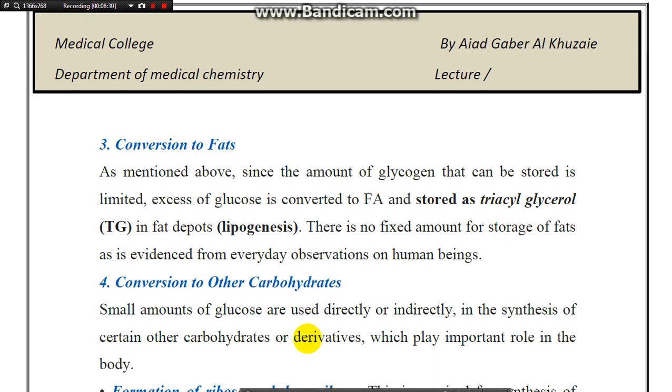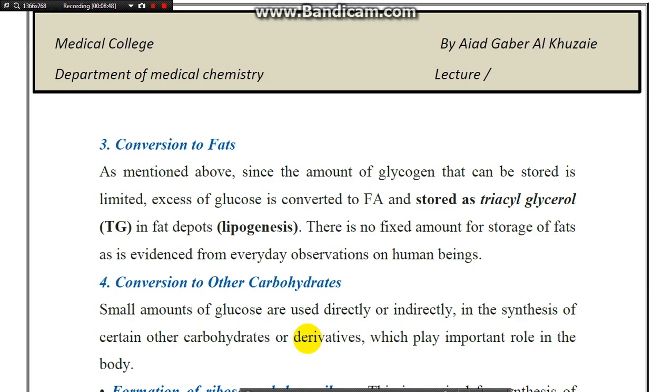وتسمى عملية السينثيسيس of the TG، عملية تخليق الTG، باللايبوجينيسيس، عملية تخليق الدهون. وهذه العملية كمية الدهون المحفوظة فيها غير ثابتة. There is no fixed amount for the storage of the fats.